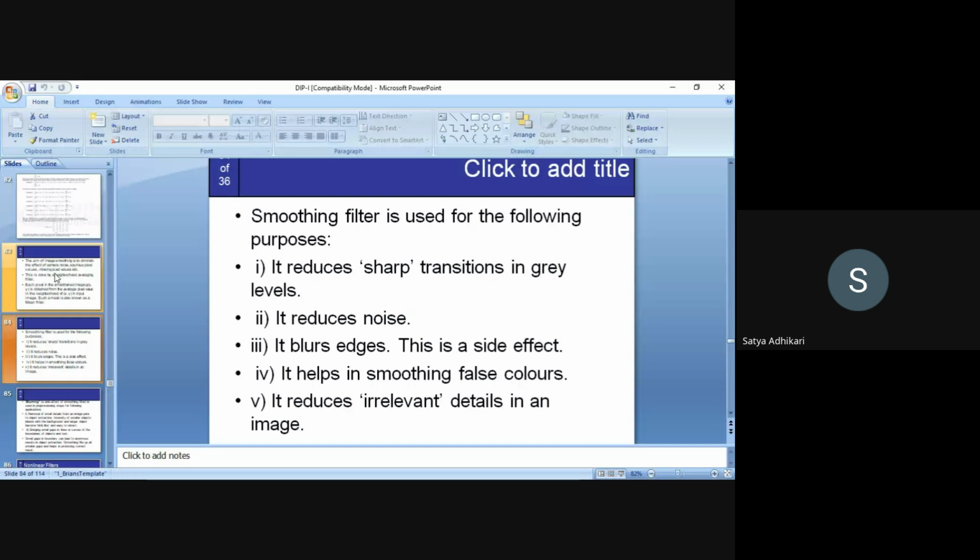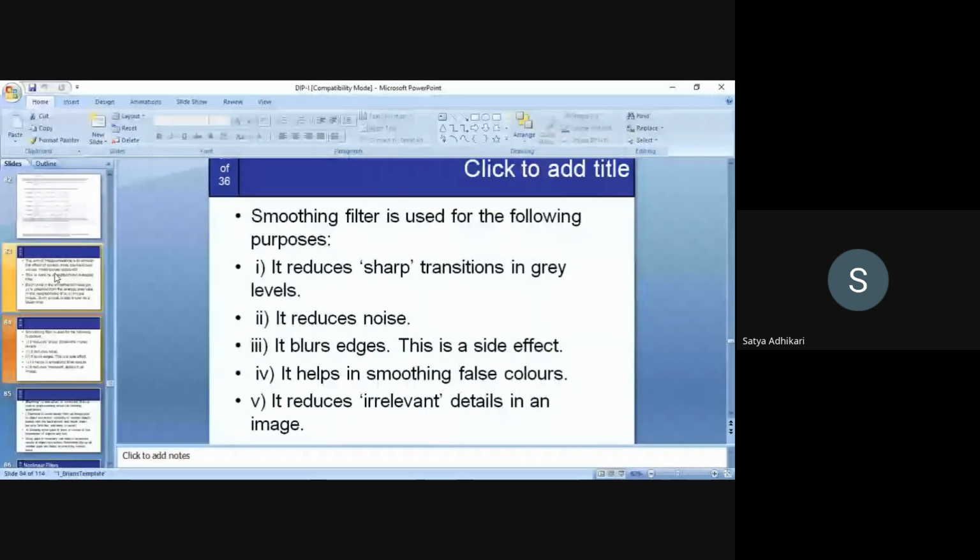Sharp transition: suppose all the pixel gray level values are in the range 20 to 60, but suddenly there's a pixel whose value is 255 or 254. This is a sharp transition. The filter reduces that. It reduces the noise, the unwanted component.